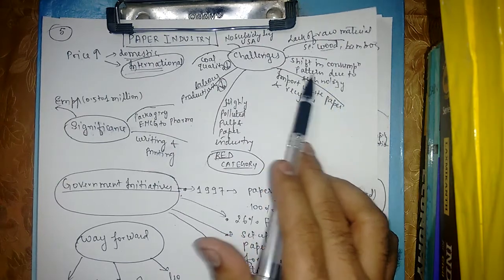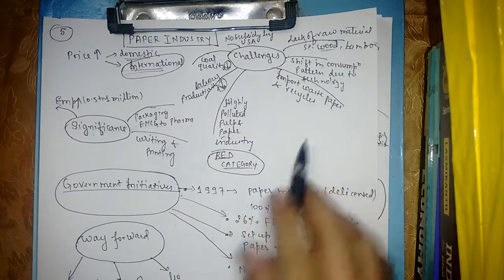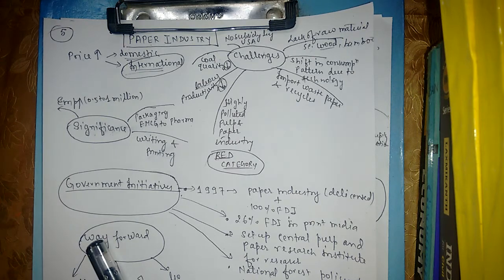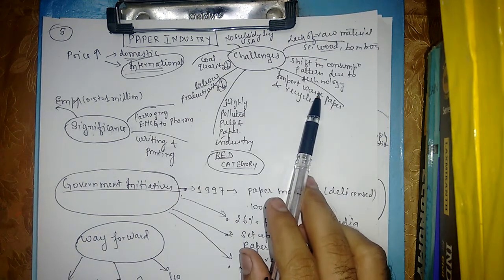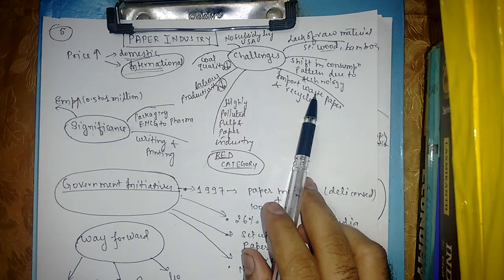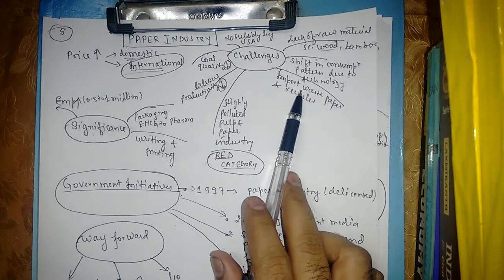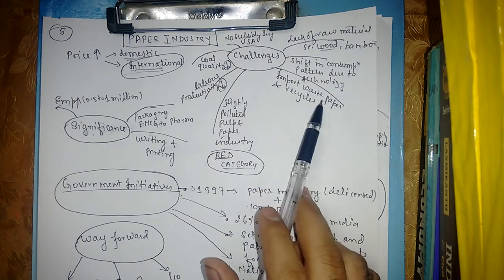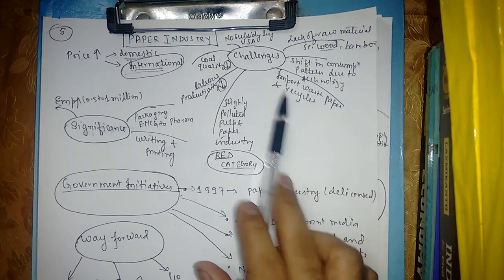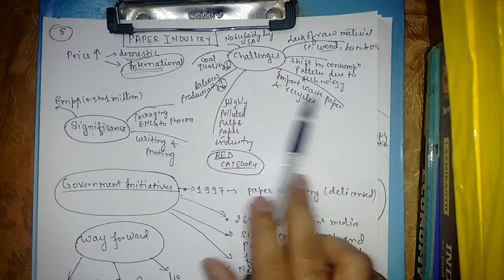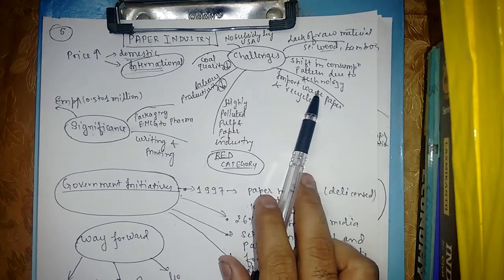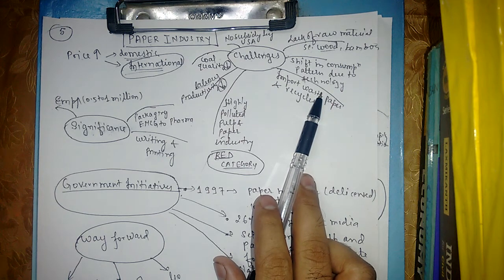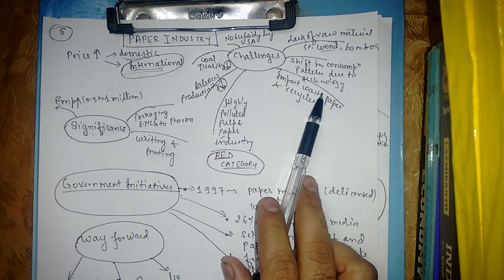And even the shift in consumption pattern due to technology nowadays. Due to the advancement of technology, people are dependent on technology instead of using pen and paper, right? Highly dependent on technology. So this is also a major challenge. Import of waste paper and recycling: these days we are importing waste paper from foreign countries and developed countries, and it is being recycled, right?